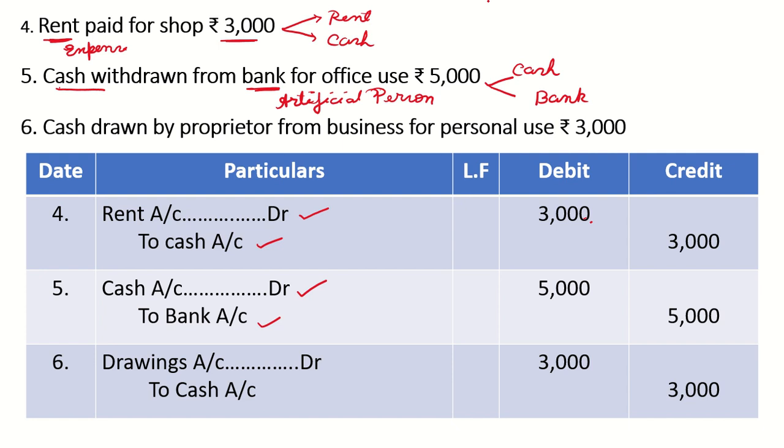Now what has been mentioned here is that cash is drawn by the proprietor. Again it has been withdrawn, but for personal use this time. And the cash which has been withdrawn for personal use is known as what? Drawings. Now the drawings account is being debited, okay, because they are receiving the money in the form of drawings here. Now to cash account, because cash is going out from the business. So cash account is credited. So drawings account to cash account rupees 3000.